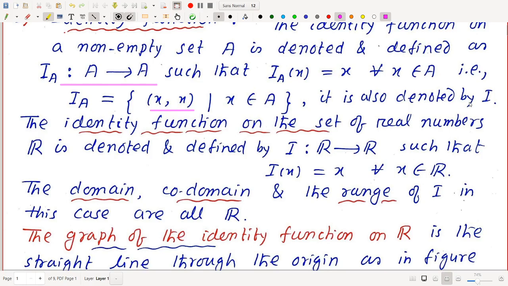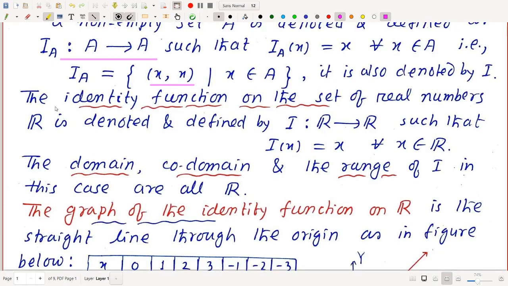And it is also denoted by simply I. Instead of IA, we can denote it by I, identity function, if there is no confusion about the set capital A. The set A may be X, may be B also. Here it is A. But mainly we shall consider identity function on the set of real numbers.